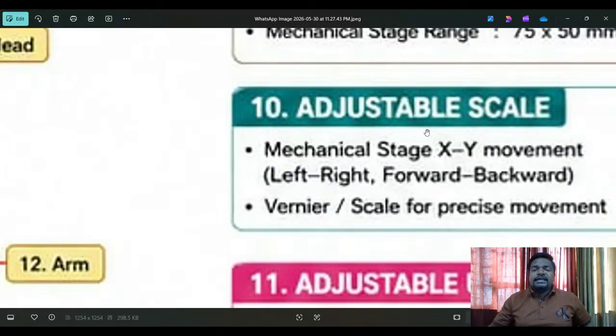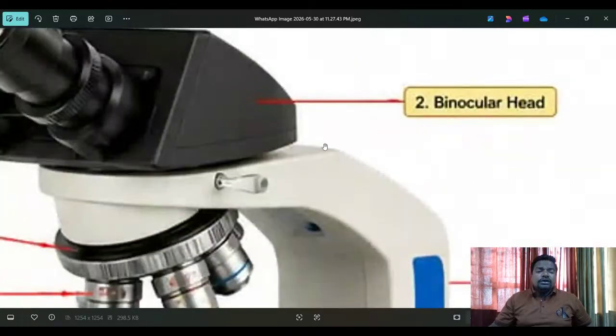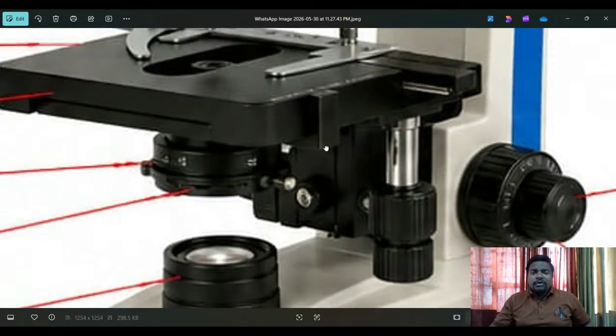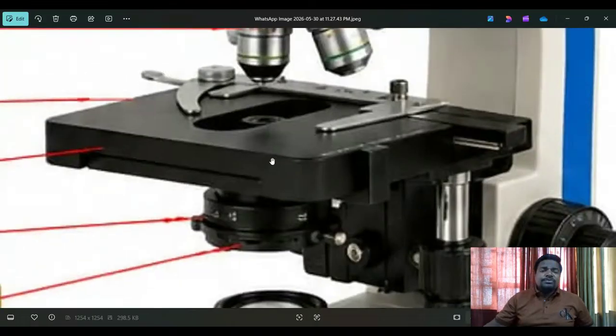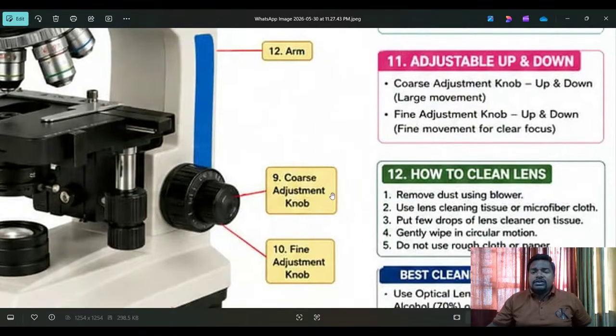Next, the 10th point: adjustable scale. What is it? Mechanical stage X to Y movement, left, right, forward, backward, and a vernier scale for precise movement. You have to come to know the adjustable scale. See, this is the adjustable scale. Then you can move front, back, and side to side. In total you can move it in 4 directions. This is the knob, so you can operate up and down, and for every movement we have the options. Then you can understand.